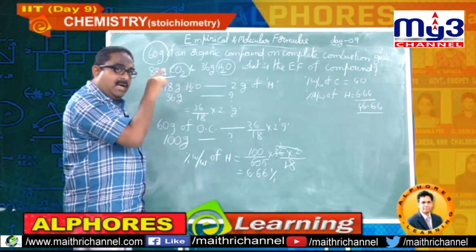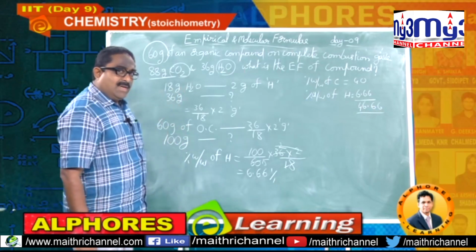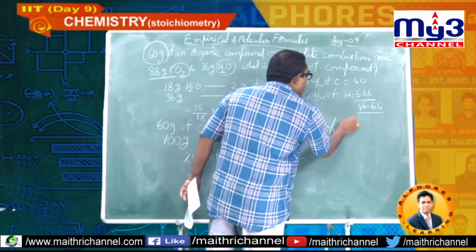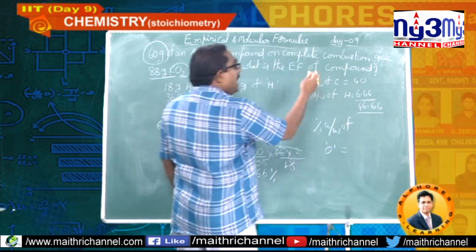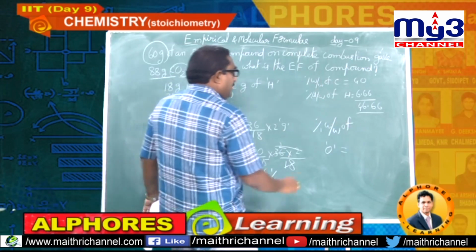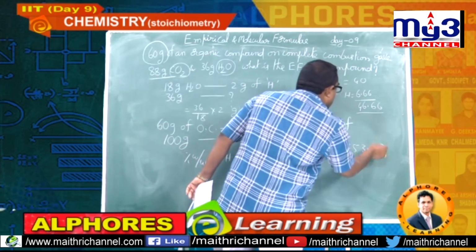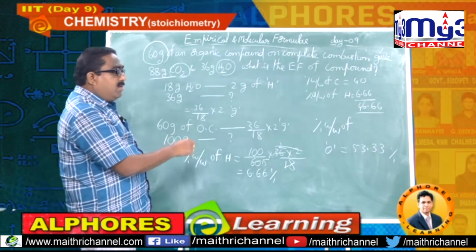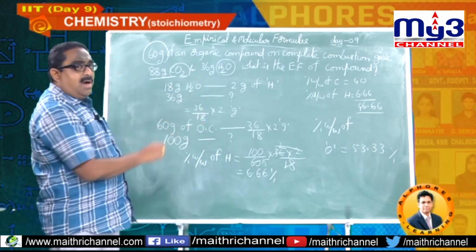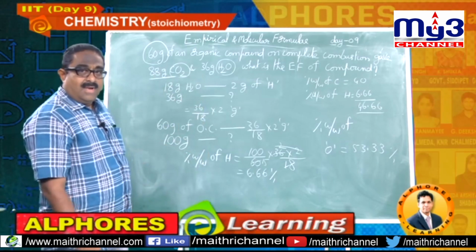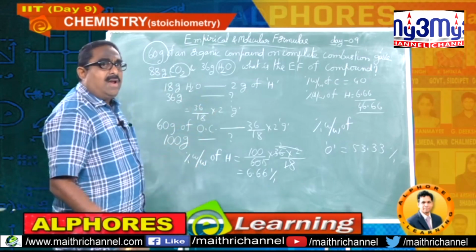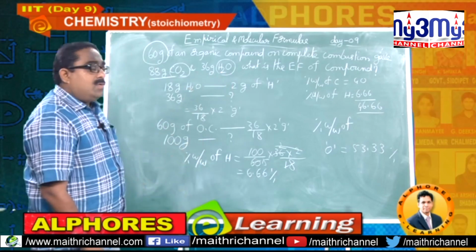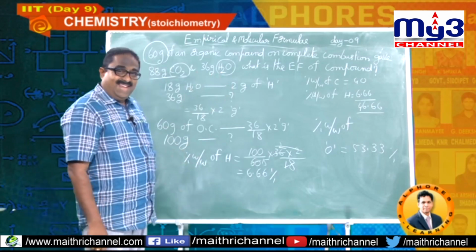Again we have to recollect the previous numerical. The remaining you should consider as the mass percent of oxygen. So percent W by W of oxygen is equal to 100 minus 46.66, that is 53.33. Now these are the mass percents of carbon, hydrogen and oxygen, finally obtained based on the given data. Now the remaining thing is as usual what we did in the two previous numericals, that is the systematic procedure to get the empirical formula of the compound.